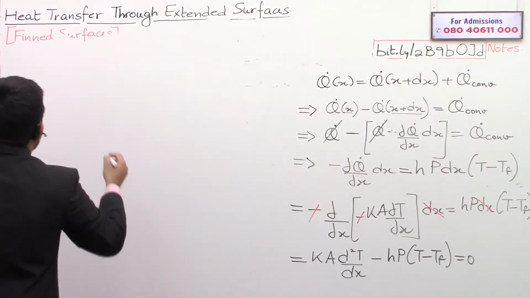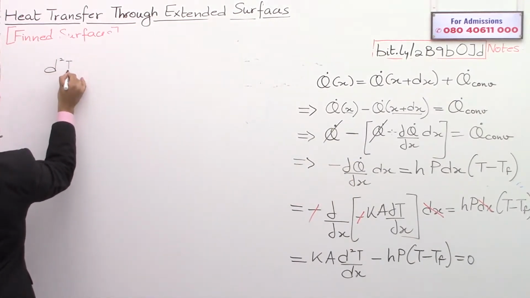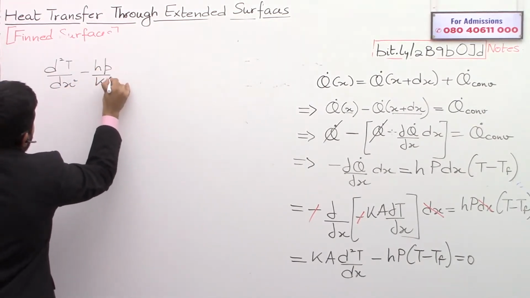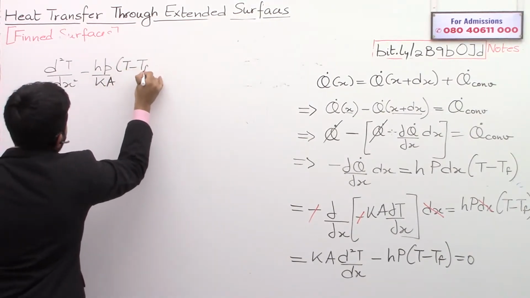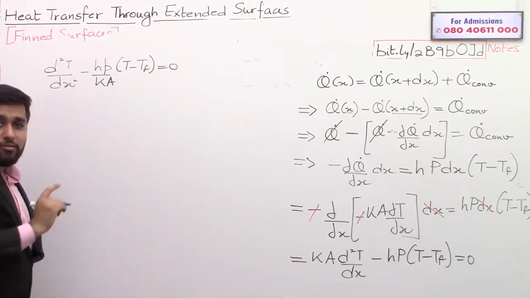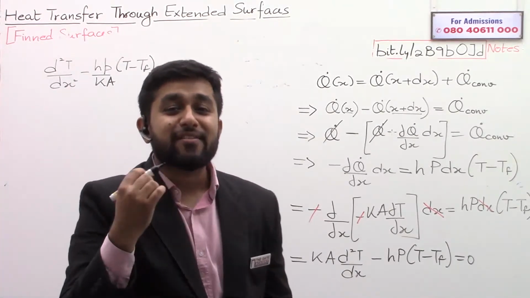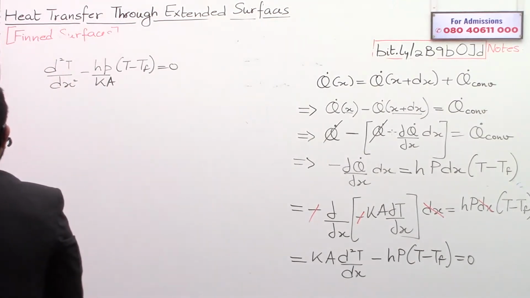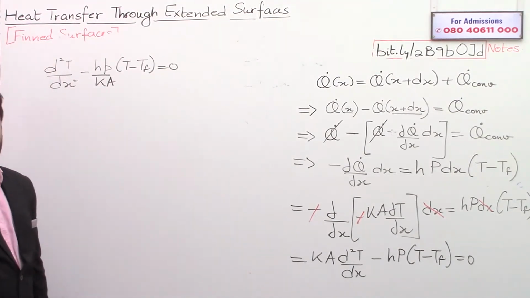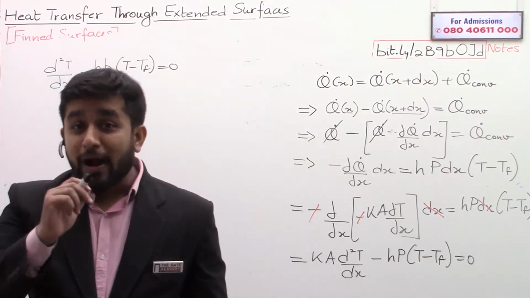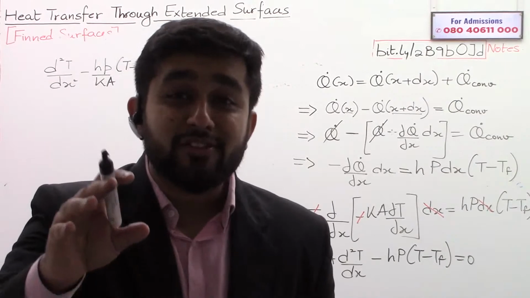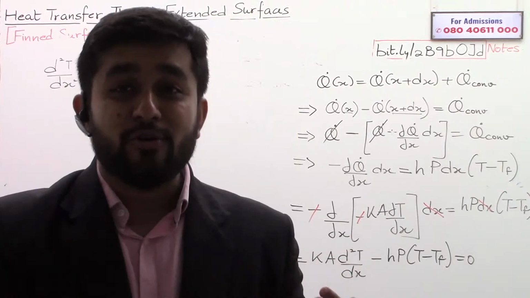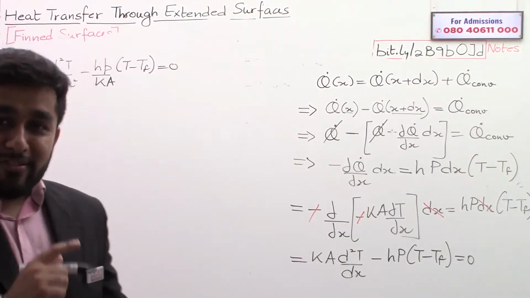So what we have is d square T by dx square minus hP by kA into (T minus Tf) equal to 0. If we solve this differential equation, we will get T as a function of x, right? Now, the question is how to solve this equation. And the best part is such kind of equations you see in theory of machines also, vibrations. Such kind of equations you see in fluid mechanics also, flow through pipes. Please check over there. You will see such equations.